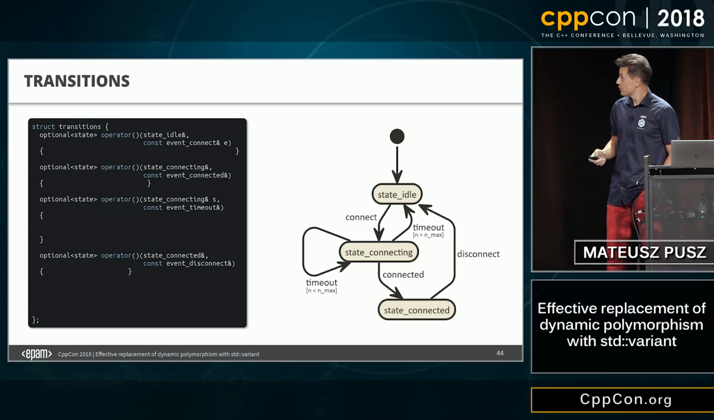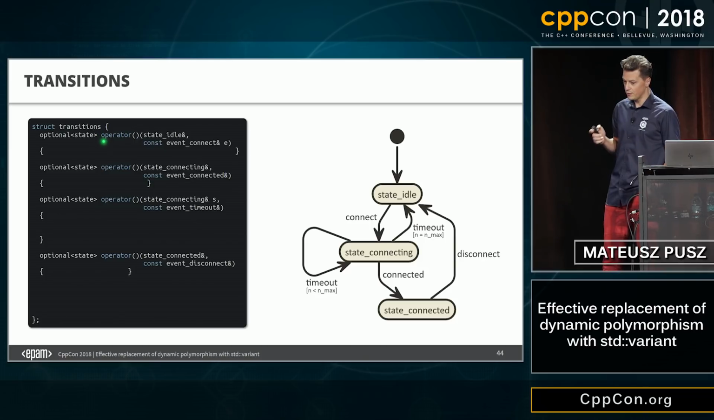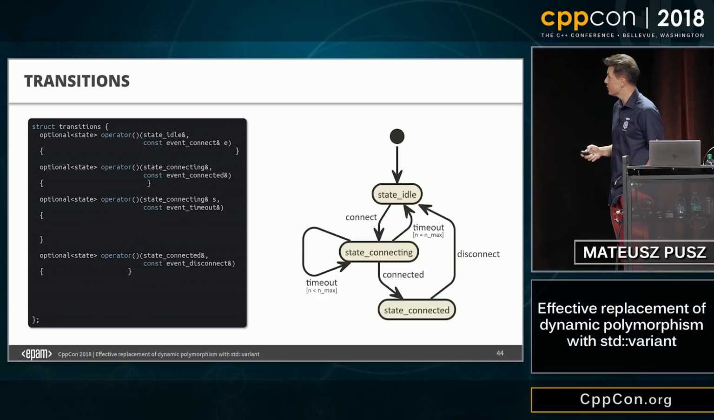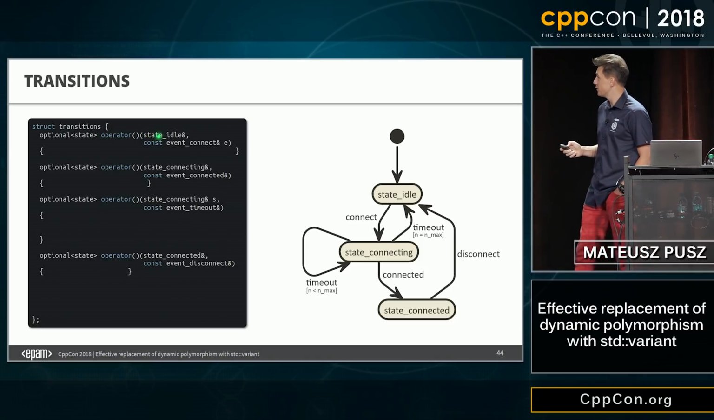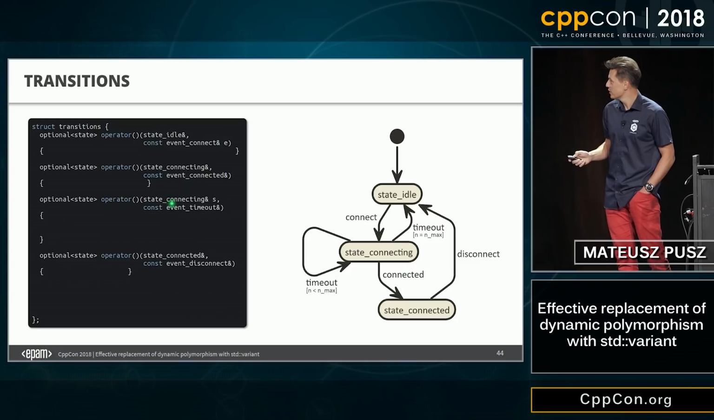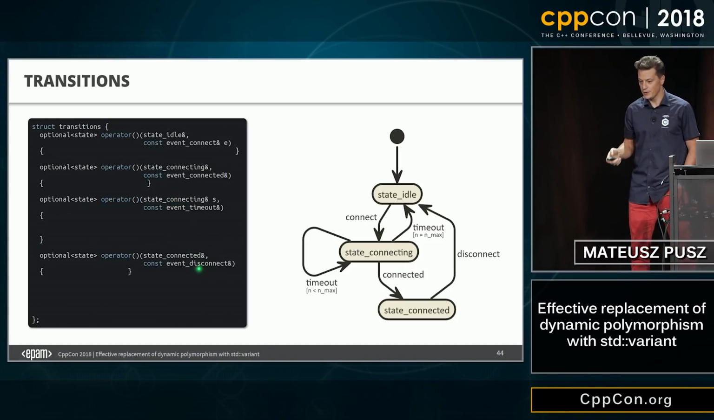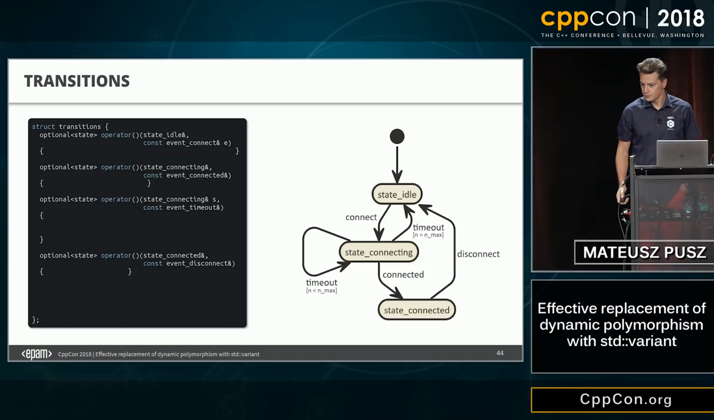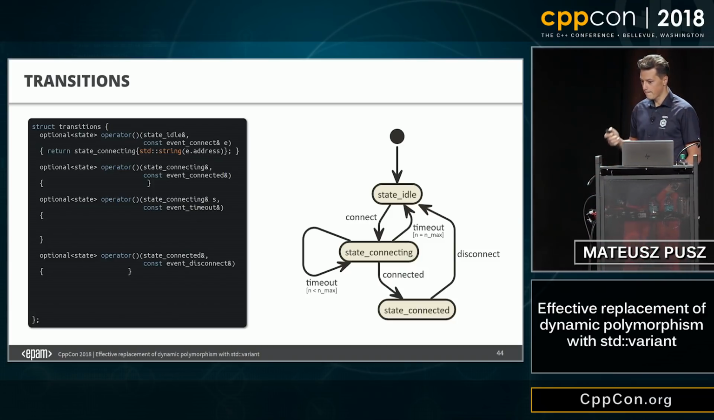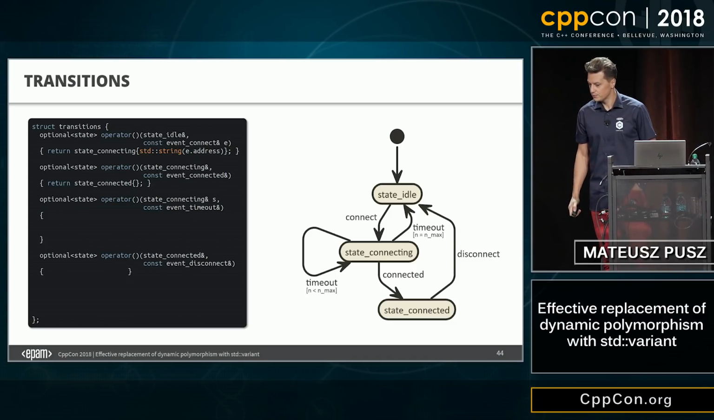To implement our transitions, we will create a struct called Transitions that will have overloaded call operators for all of the possible transitions we defined in our Finite State Machine. So we have state Idle with event Connect, state Connecting with event Connected, state Connecting with event Timeout, and state Connected with event Disconnect. So all of the transitions are here. And we define what is being done in each of those.